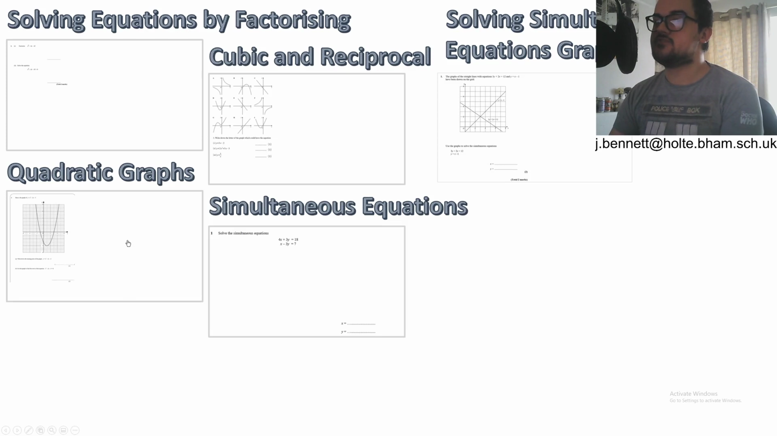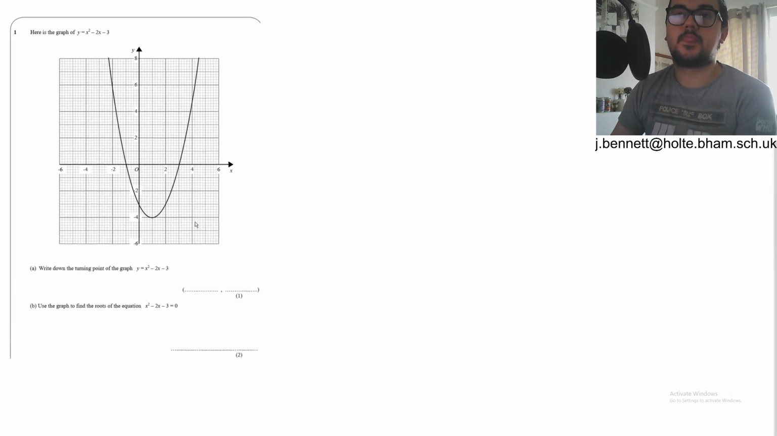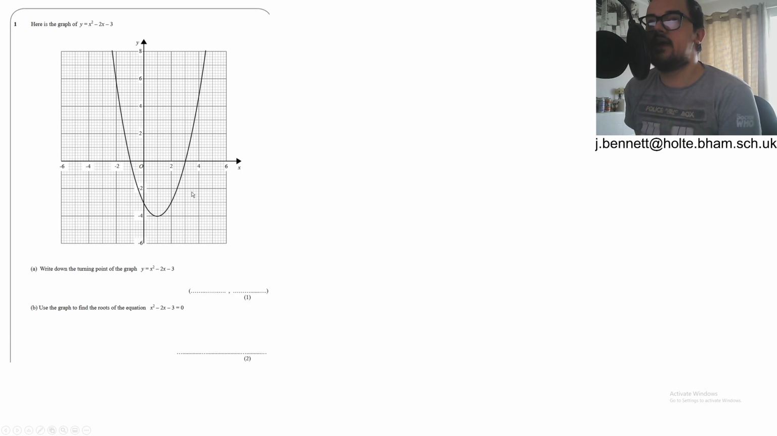We didn't really do much of this in school because it involved drawing and it was a bit awkward to do. We kind of skipped this topic a bit, but we're going to try and do it as best we can through this medium. So let's have a look at the first question. Here is a graph of y equals x squared minus 2x minus 3. Write down the turning point of this graph.